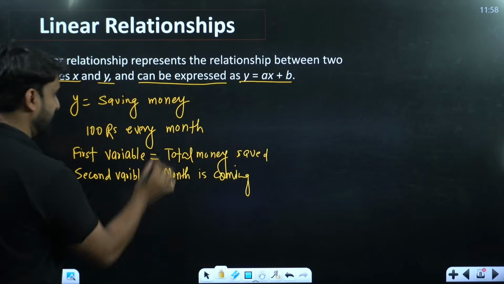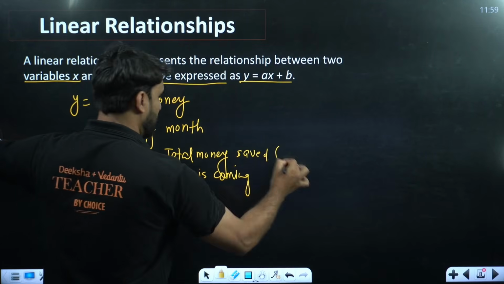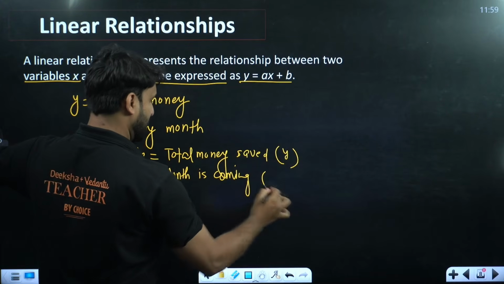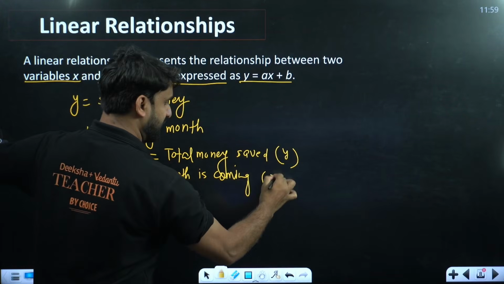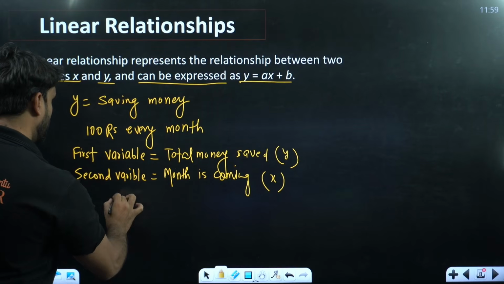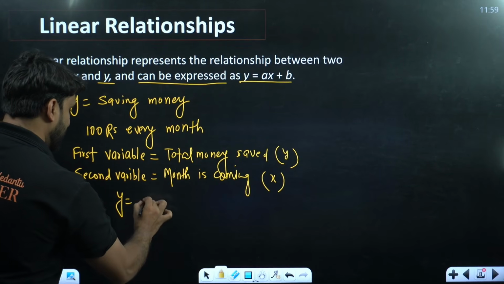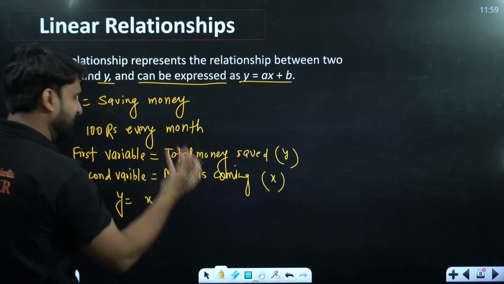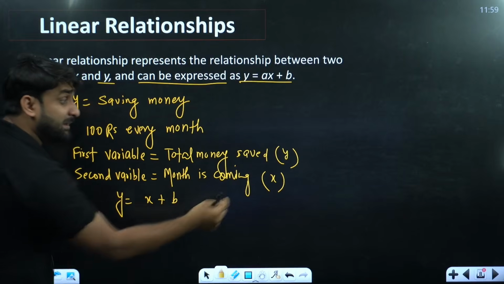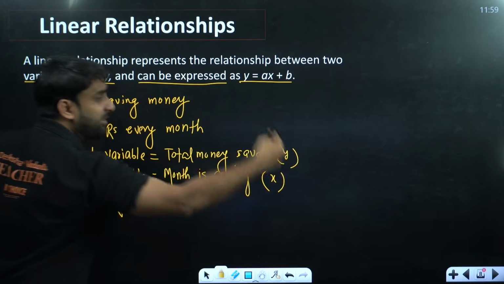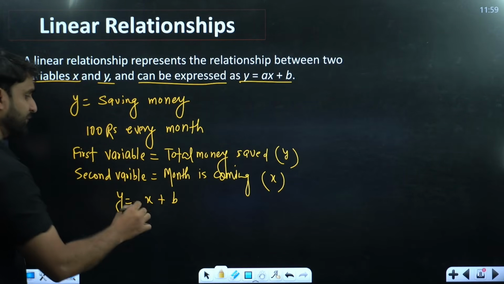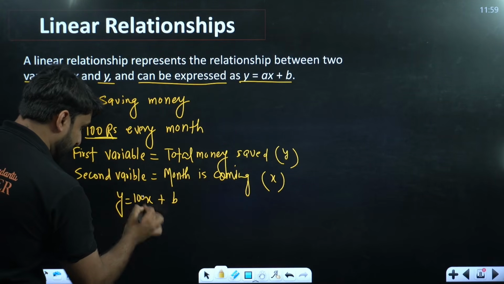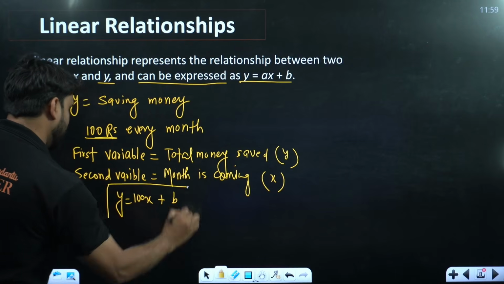So here, if we make an equation, for total money saved I'm taking y, and for the month which is coming, first month, second month, third month, I'm taking x. So we can form the equation y is equal to x plus something. Let's assume this guy had some money already saved, so x plus b. He is saving 100 rupees every month, so we can write 100 into x. The equation will become 100x plus b.